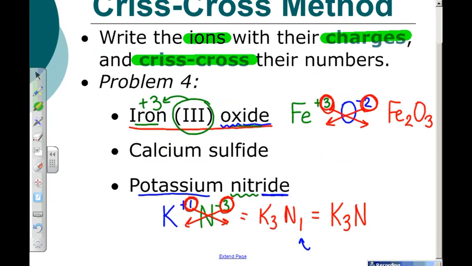I'm going to start a good practice of boxing my final answer. So I'm going to box this to show it was my final answer, and I'll go back and box my final answer from the iron 3 oxide. Now let's do the one we skipped. I skipped it because it has a little bit of a trick to it. Let's start by writing our 2 ions.